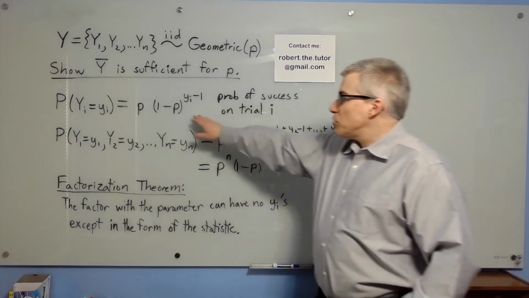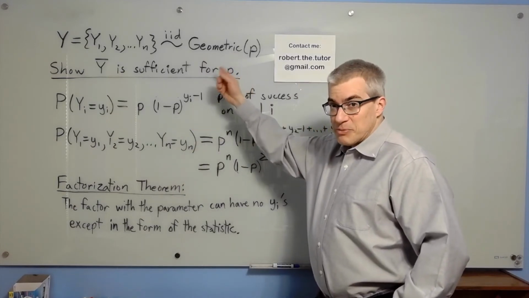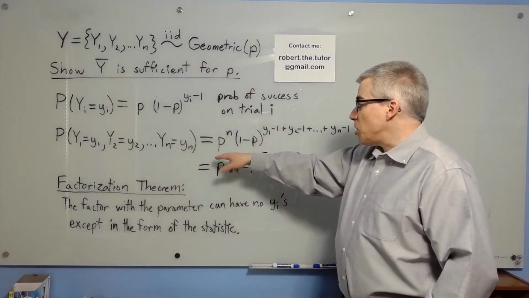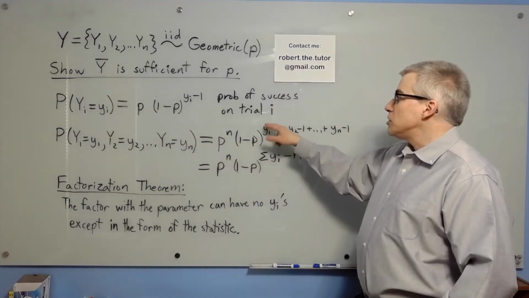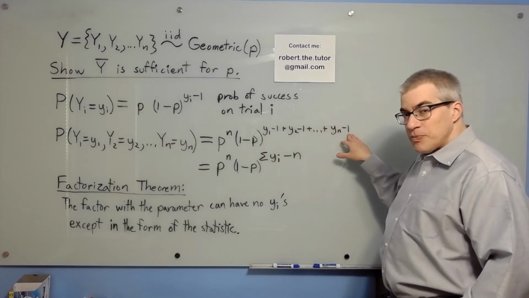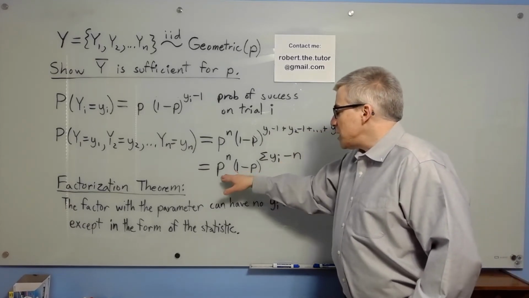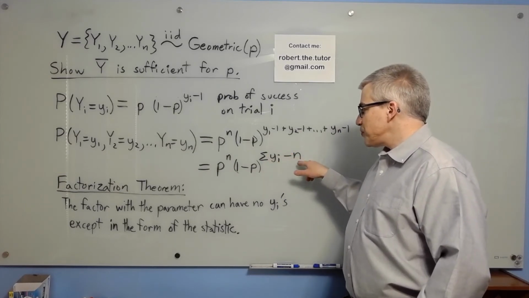Now, if that's the probability for yi, then the probability for all of the y's, since they are independent, is the product of them all. So we have n factors of p, and we've got 1 minus p to the y1 minus 1, y2 minus 1, etc. up to yn minus 1, which we can rewrite as p to the n, 1 minus p to the sum of yi minus n.